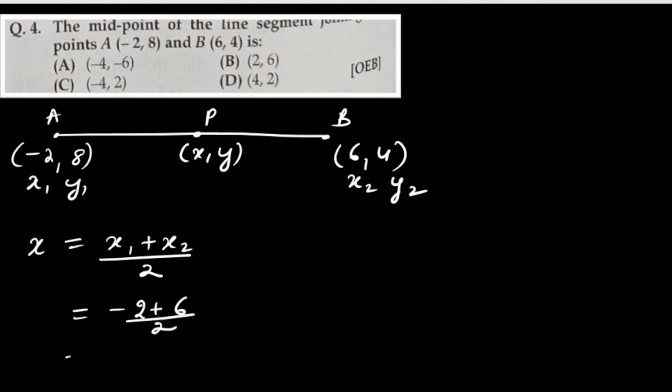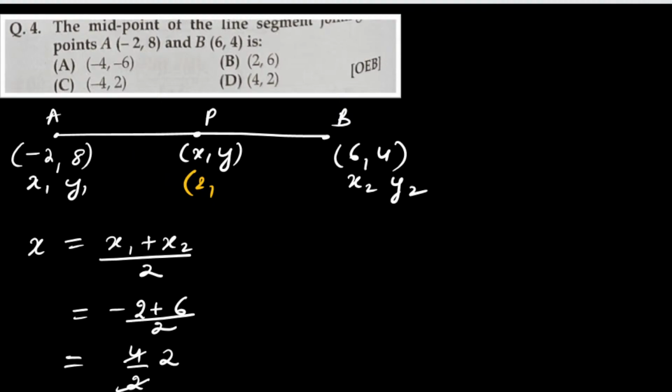Can you tell me what's the midpoint formula? Because here the midpoint's coordinates we have to find. So what is the midpoint formula? x is equal to (x1 plus x2) by 2. So x1 is -2 plus 6, by 2. -2 plus 6 is 4, 4 by 2 is 2. So we got the value of x as 2.